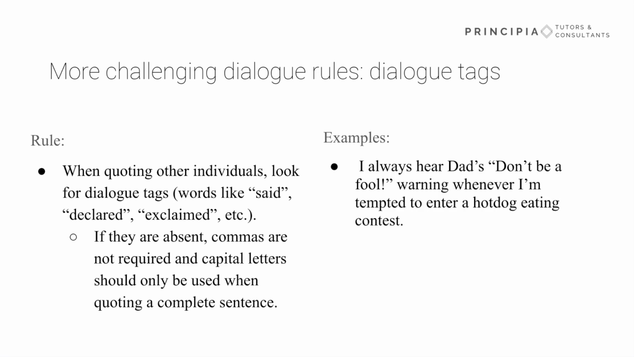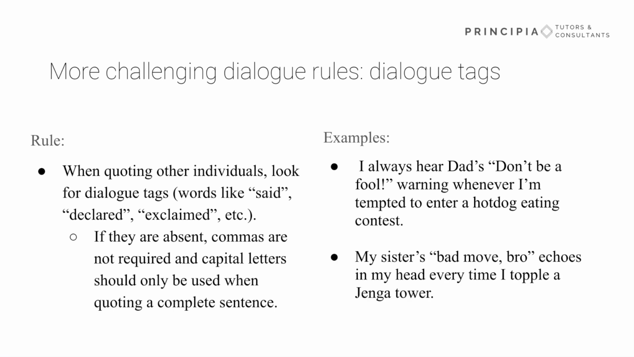So some examples. Here, Dad's "Don't be a fool" is being heard just by me, but I don't have Dad talking to me directly when I'm tempted to enter that hot dog eating contest. "Don't be a fool" is in and of itself an entire sentence, so I do need to begin with a capital letter. However, since Dad is not speaking to me directly, no need for a comma before the "Don't." Again, note that the exclamation point is inside the quotation marks. So here, complete sentence, no dialogue tag. Hold on to that. In the second example, this is not a complete sentence.